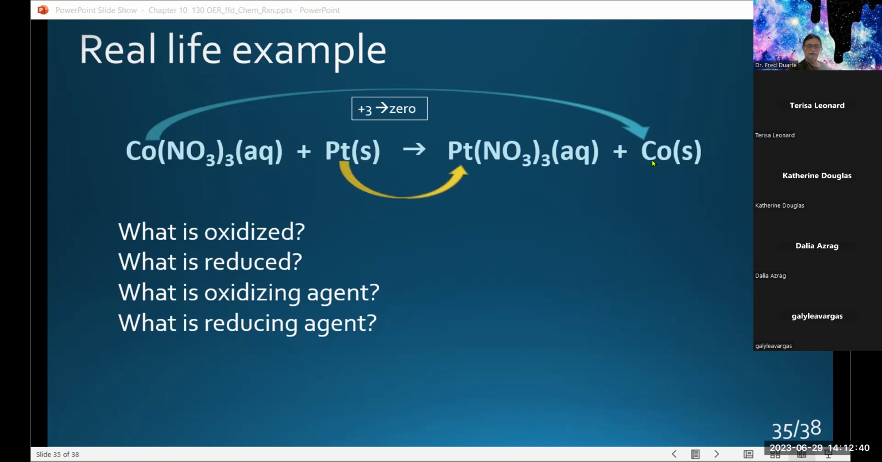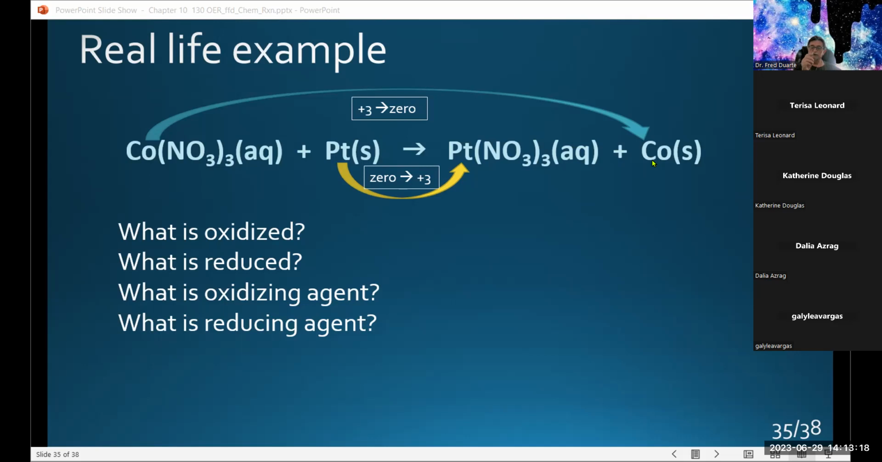Platinum starts off as a 0, but then reacts with the cobalt nitrate. So platinum here is a lot more reactive. You got a single replacement reaction going on again, and it exchanges places with the cobalt. So now we have platinum nitrate. Its oxidation number went from a 0 to a +3. That means it underwent oxidation. Platinum, Pt, went from 0 to a +3.